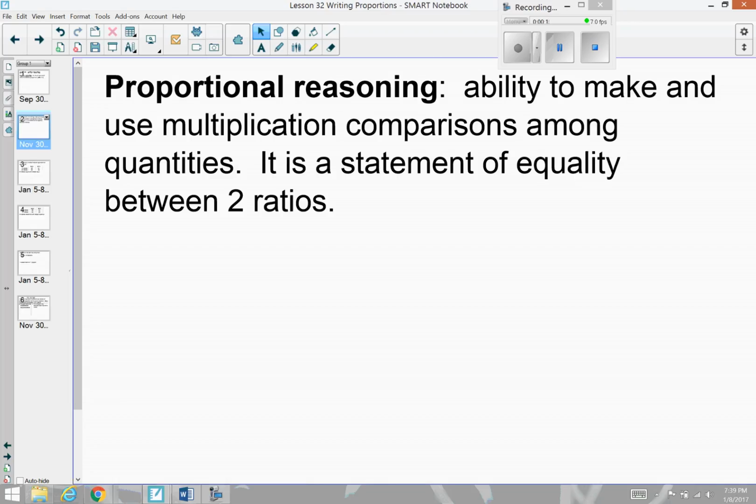From our lesson yesterday, we talked about proportions that are ratios equivalent to each other, and we can find out that they're equivalent to each other by multiplying or using equivalent denominators. So when we're talking about proportional reasoning, it is the ability to make and use multiplication comparisons among quantities. It's a statement of equality between two ratios.